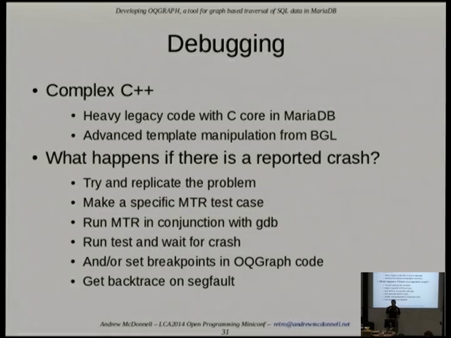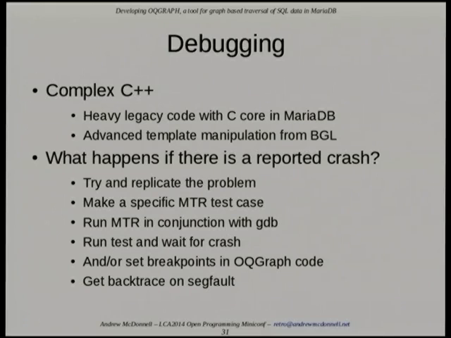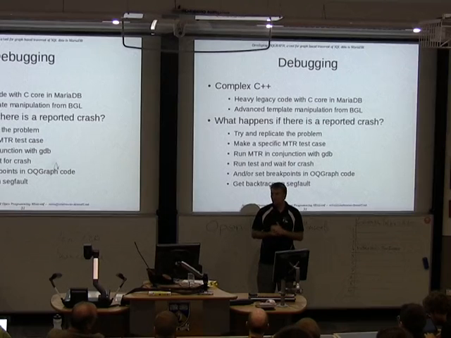Now, of course, we've got a MySQL test suite. What happens if your database crashes while you're trying to run your SQL test suite, or someone uses it, tries to do a query, and has a crash or some other problem? Well, we can write some MTR code to try and exactly replicate their situation, but we still need to debug that. Now, the code in OQGraph uses the Boost Graph library, which is heavy on templates, which makes for some interesting debugging. It's also directly interfaced into the MySQL core for accessing underlying tables, so there's a lot of legacy C code in there as well.